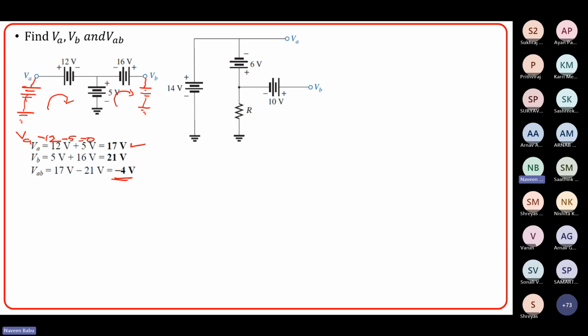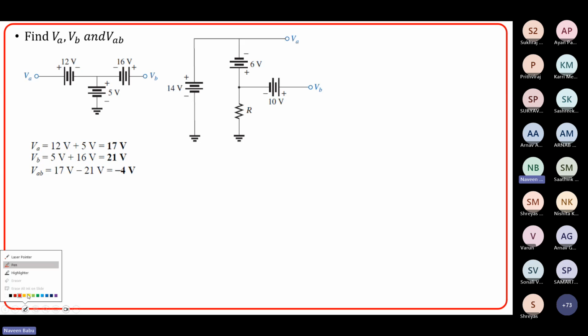Another example. For this particular problem also, it is the same. If you want to find VA, VA is straightforward actually. VA corresponds to this complete line. So VA is the same as your 14 volts. This is also VA, and this is also VA, which is nothing but 14 volts.